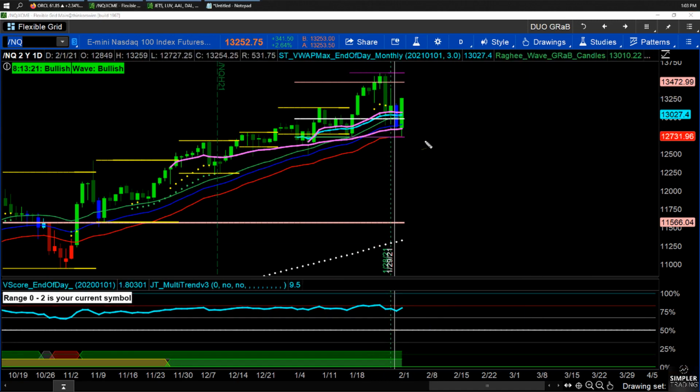A few things to note. Number one, we never broke the 34 EMA on the low. Now, I want you to note something else. I'm talking about the daily time frame before we get more granular down to the 1 minute. So this was still an intact uptrend. A lot of volatility, no doubt about that.